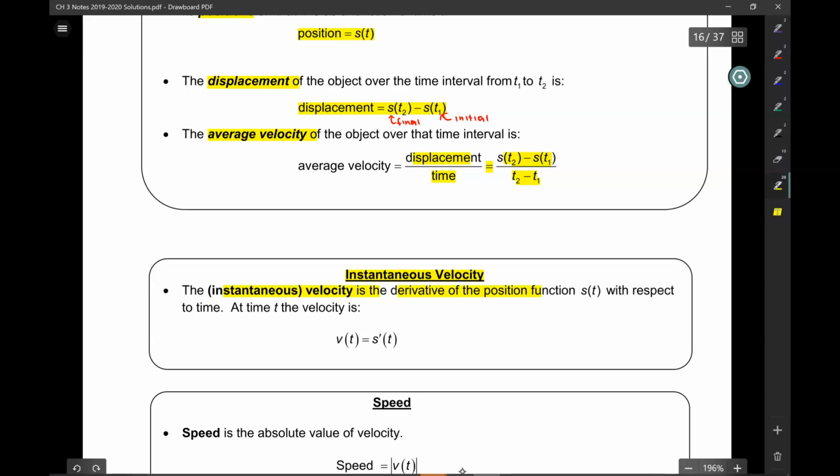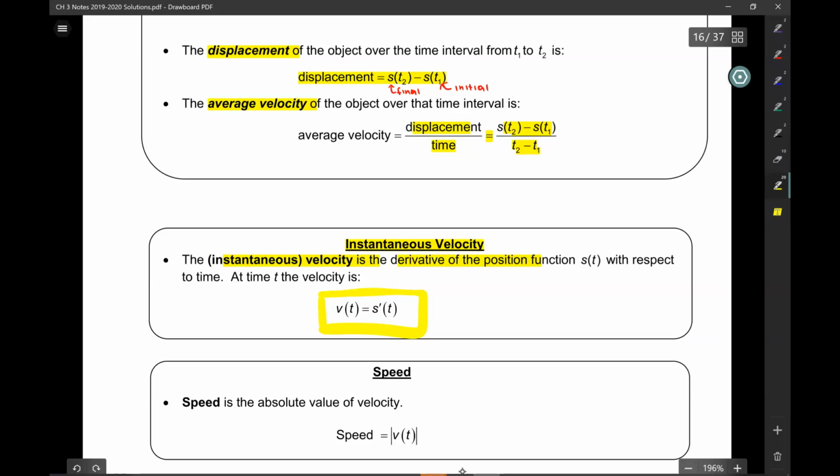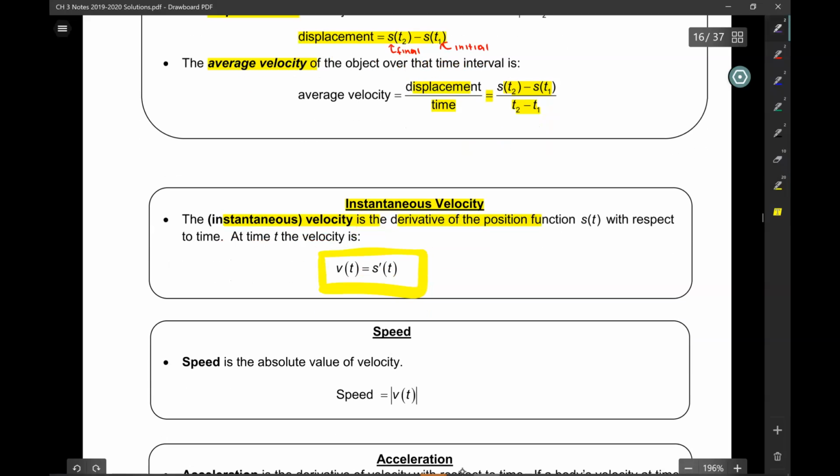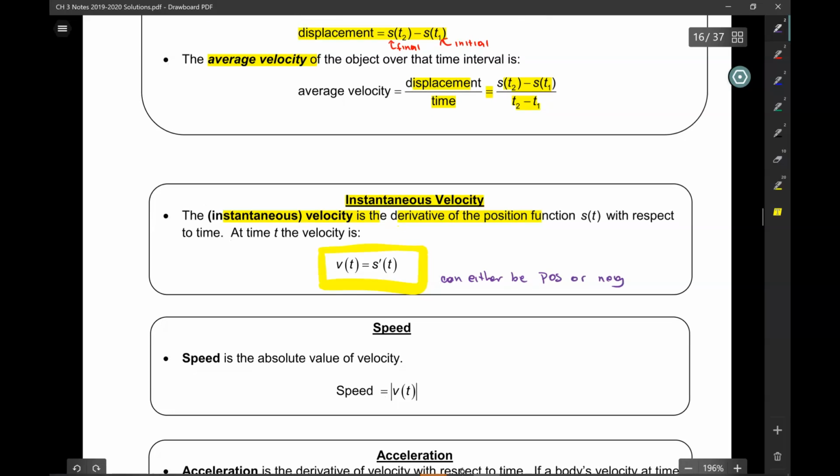This can either be positive or negative. That's the velocity, because velocity is a vector quantity. Remember, it has speed and direction.